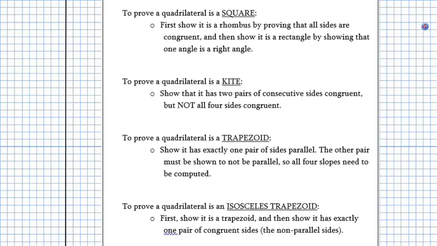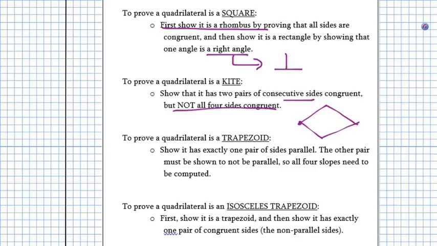We can also prove that something is a square. So first we have to show that it's a rhombus, and then we do that same thing. We have to show that this is going to be perpendicular. So to prove that something is a kite, we're going to have to show that it has two pairs of congruent consecutive sides, but not all four sides being congruent. So that's going to be, remember, something that looks like this, in reference to your properties of quadrilaterals as well when you're doing this exercise.